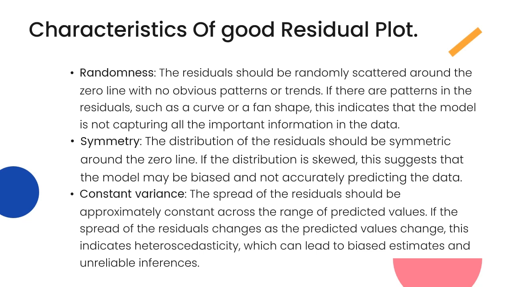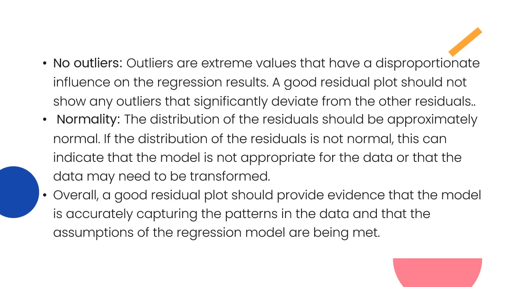The next characteristic is constant variance. The spread of residuals should be approximately constant across the range of predicted values. If the spread of the residuals changes as the predicted value changes, this indicates heteroscedasticity, which can lead to biased estimates and unreliable inferences. The next characteristic is no outliers. Outliers are extreme values that have a disproportionate influence on the regression result. A good residual plot should not show any outliers that significantly deviate from other residuals.